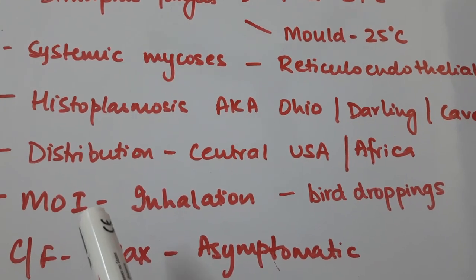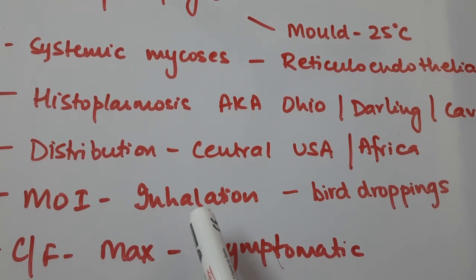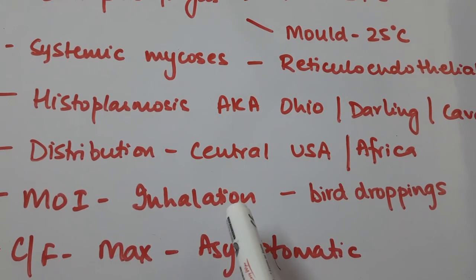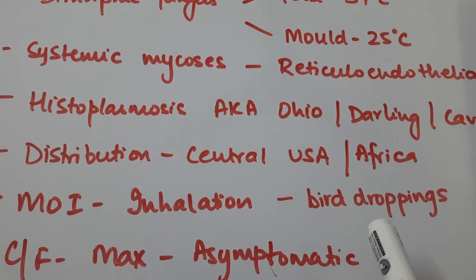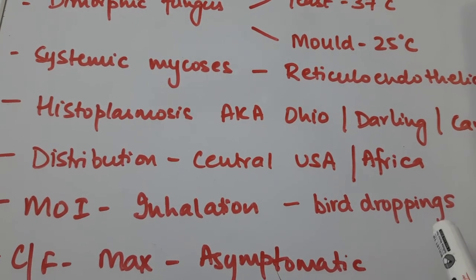The mode of infection of histoplasma is by inhalation. So the infection happens by inhalation, and the organism is present in bird droppings.